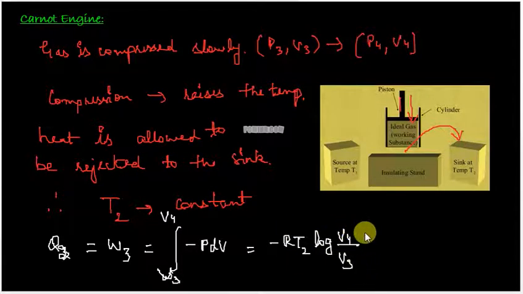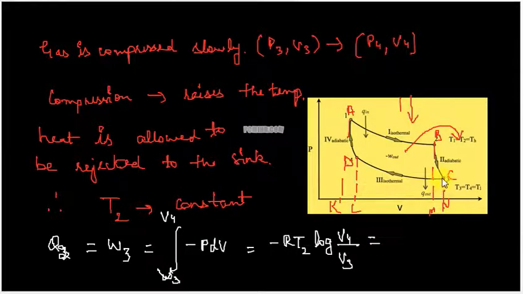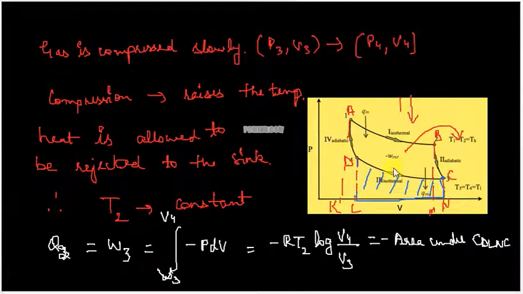If we talk in terms of area, it is going to be the area under this curve, C, D, L, N, C. This entire area would be expressing the work done. So we'll write it down here that the work done during isothermal compression is equal to the area under the curve C, D, L, N, C, and we put a negative sign here because it's the compression happening.